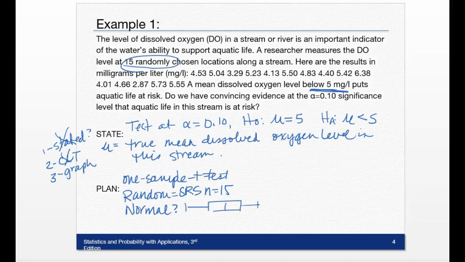And I would make a statement that the box plot shows no skewness or outliers. So it's approximately normal. All right, that's what you got to do for the plan step.